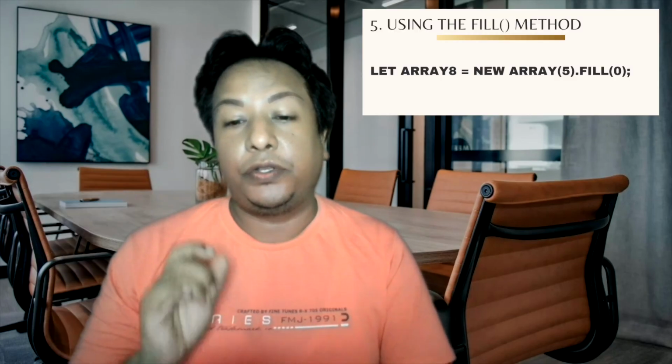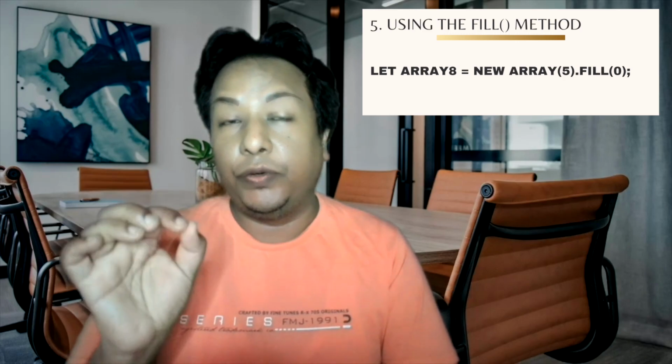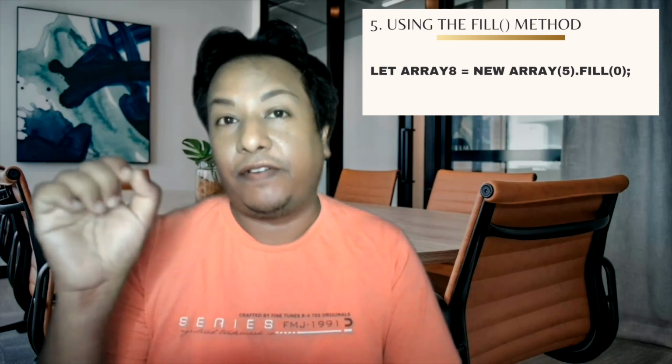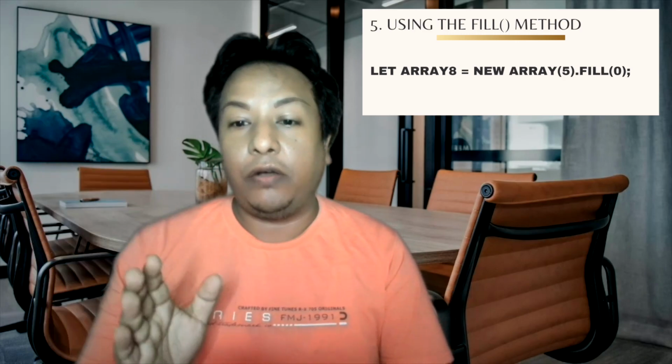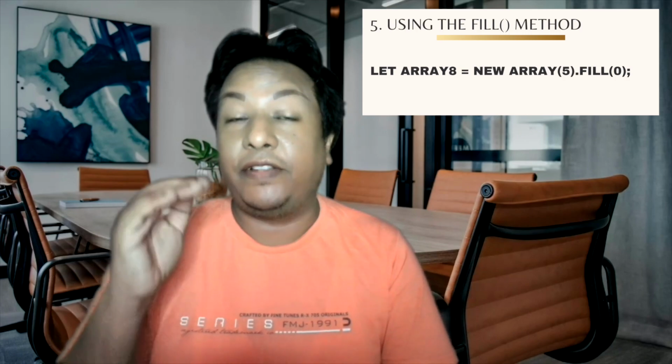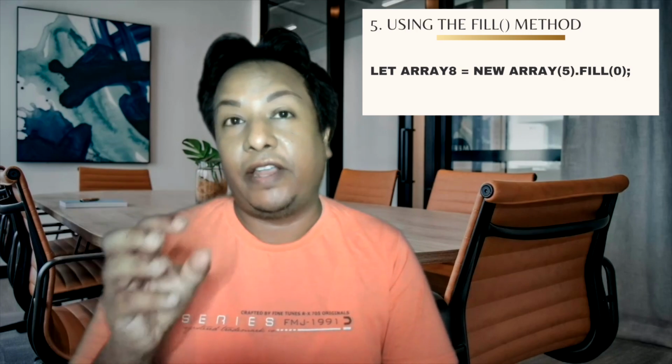And finally, moving to the fifth way to create an array, which is the fill method. Using the fill method, we can use new Array(5).fill(0). So now it will create an array with 5 elements, each having the value of 0.